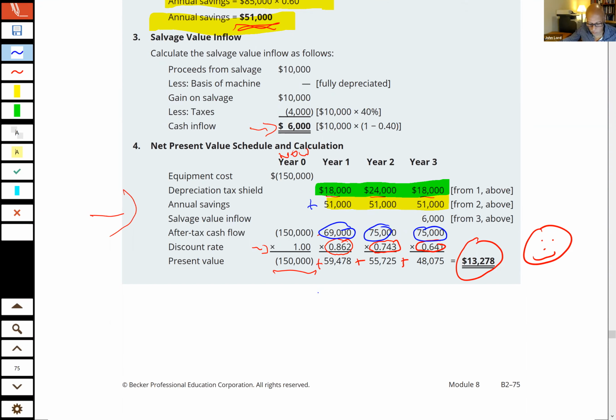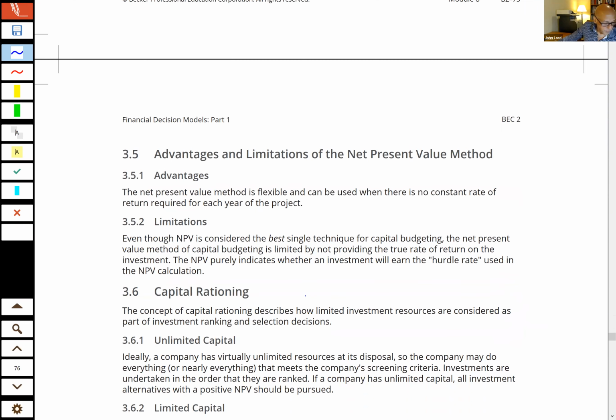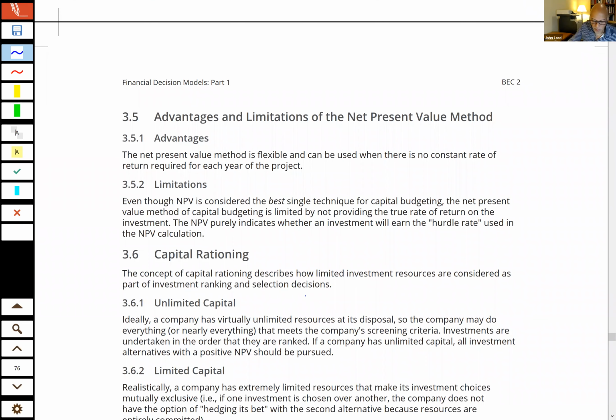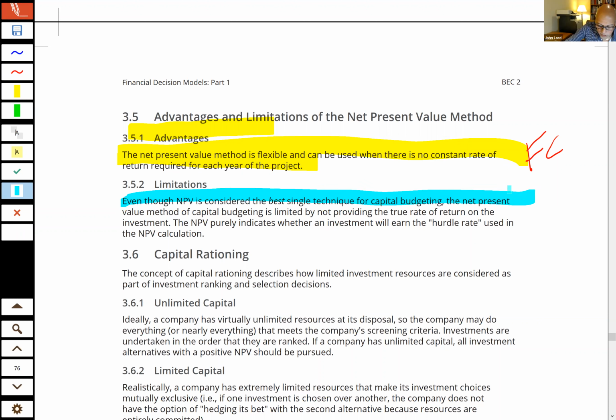Okay, good. Let's come over and see what they tell us about net present value. And the advantage is, when they're talking about advantage, really they're talking about advantage over the internal rate of return and payback method, the other methods that we're going to talk about. The limitation here: considered the best technique, the net present value method for capital budgeting is limited by not providing the true rate of return on the investment. Net present value method merely indicates that an investment will earn the hurdle rate.